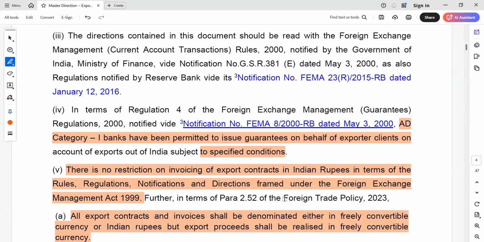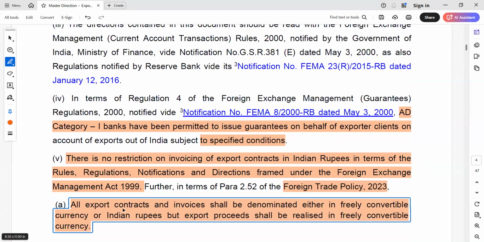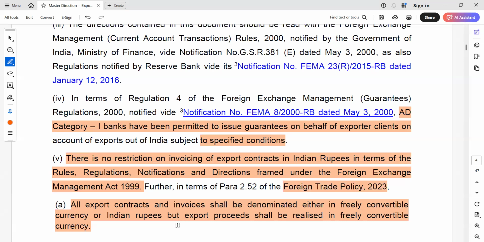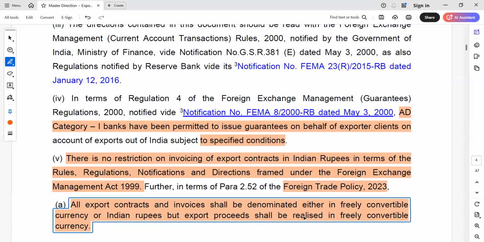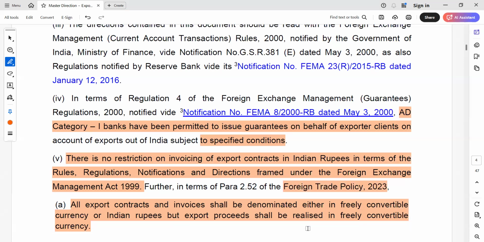Okay, as per the foreign trade policy 2023. So friends, when we are reading this circular, when we are discussing this circular, a part of foreign trade policy will also be covered in this. Okay, so all export contracts and invoicing shall be denominated either in freely convertible currency or Indian rupees, but export proceeds shall be realized in freely convertible currency.